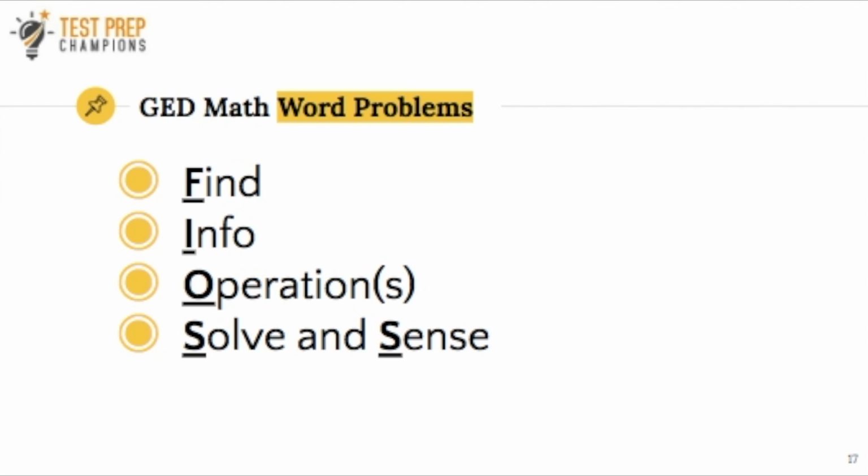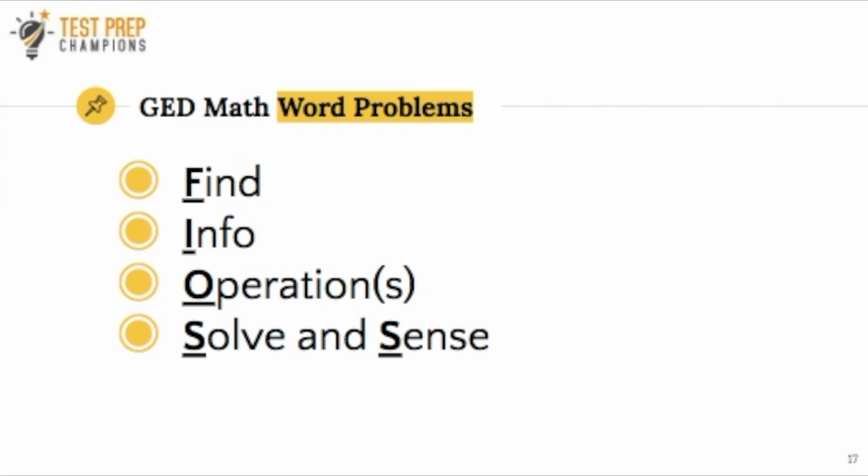Another important thing is word problems, and word problems can cause a lot of people anxiety. So I do have a 5-step process, and you just have to remember the word FIOSS, F-I-O-S-S. This is an approach that I teach to word problems. It's a 5-step process. The F stands for find. Whenever you're solving a word problem, you want to ask yourself, what is the question asking me to find?